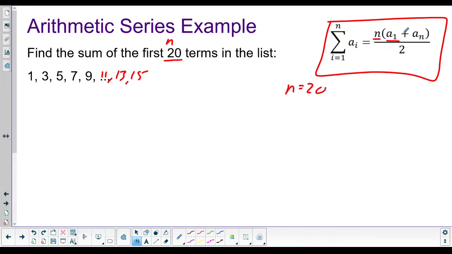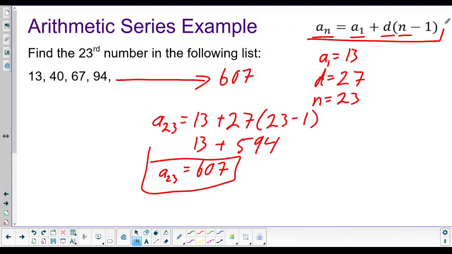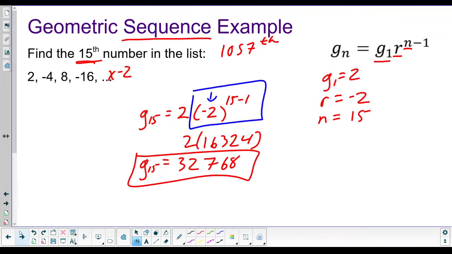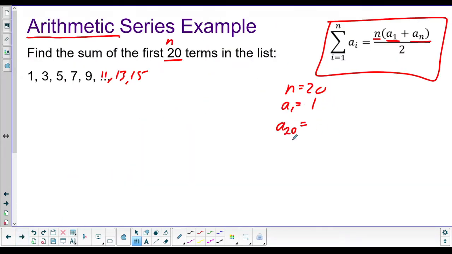We need to know the first term in the sequence. So A1 equals 1. And unfortunately for arithmetic series, you need to know the last term also. So we need to find A20 as well. To find A20 for this formula, we have to use this arithmetic series, or, ooh, wow, that's a big typo. This should say sequence. This arithmetic sequence formula. So let's find A20 first.